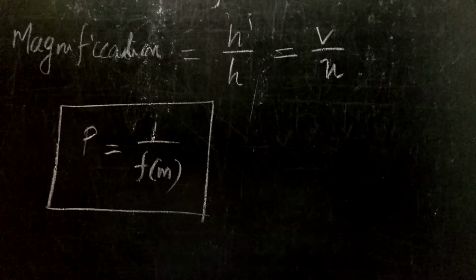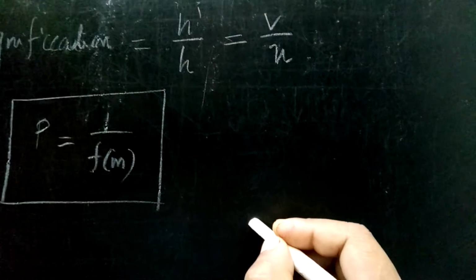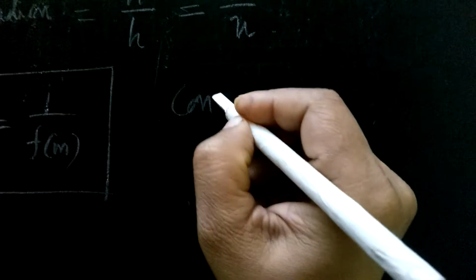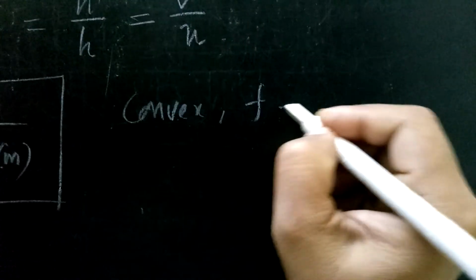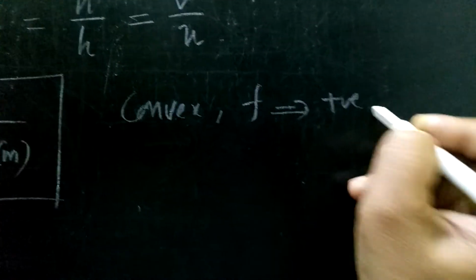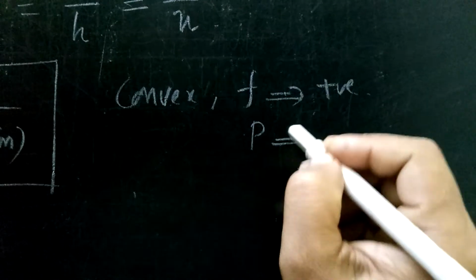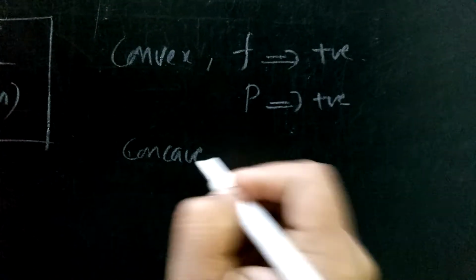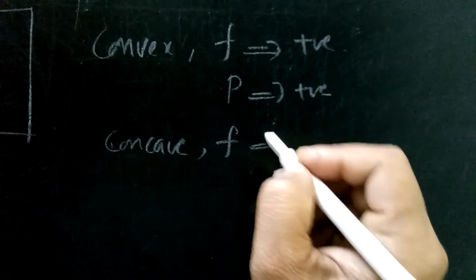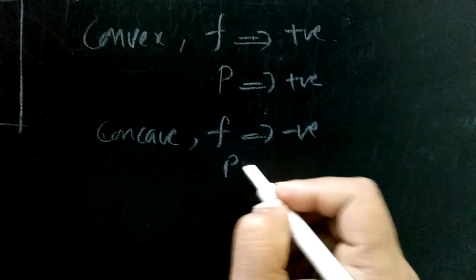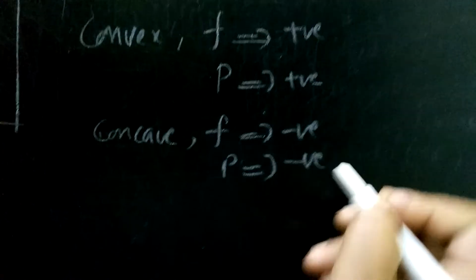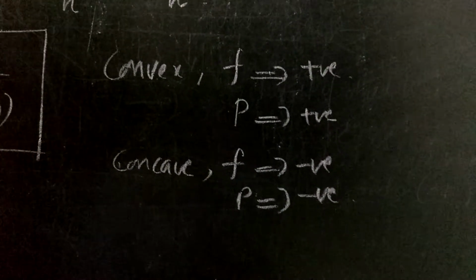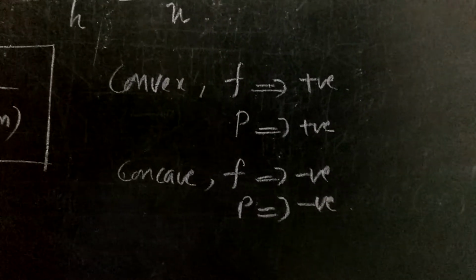Okay, the power may be positive or negative. Suppose in the case of convex lens, F is positive, so power is also positive. Then concave lens, F is negative and power is also negative. So while knowing the power we can specify whether it is a convex lens or concave lens.